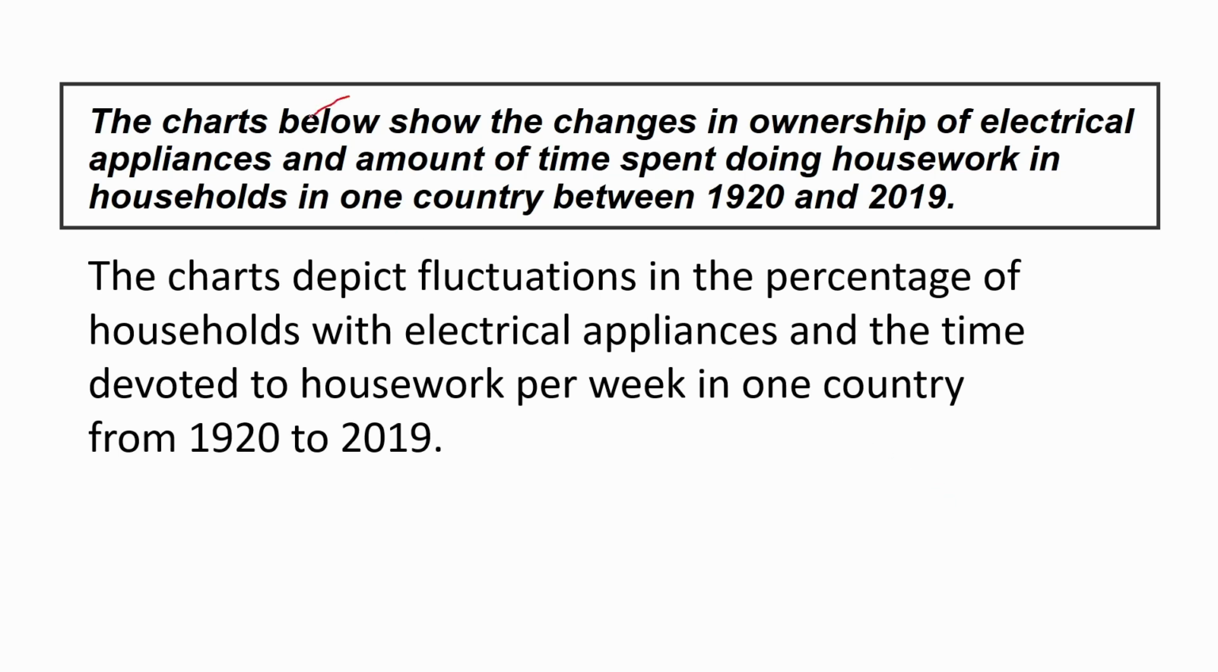So the first change, as usual, I deleted below because there is nothing below my writing. And instead of show, I used depict. The changes in, I used fluctuations in. And instead of ownership of electrical appliances, I used households with electrical appliances. And instead of time spent, I used the time devoted to. And instead of between 1920 and 2019, I used from 1920 to 2019.